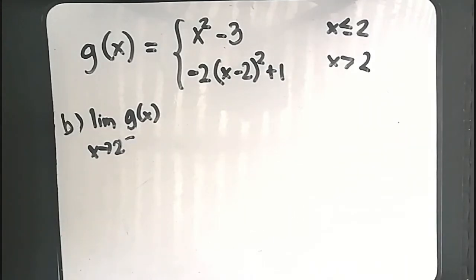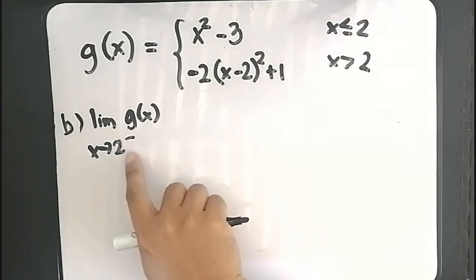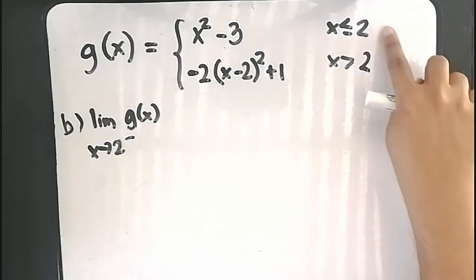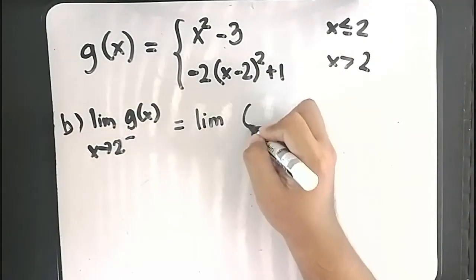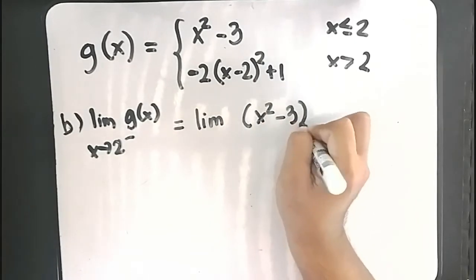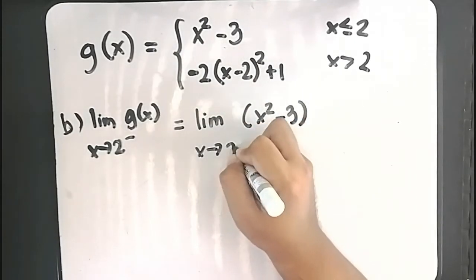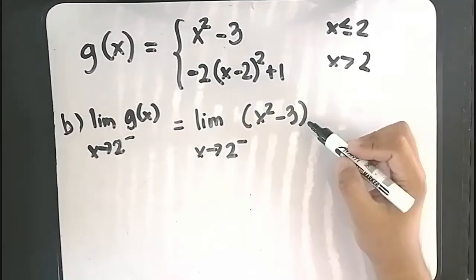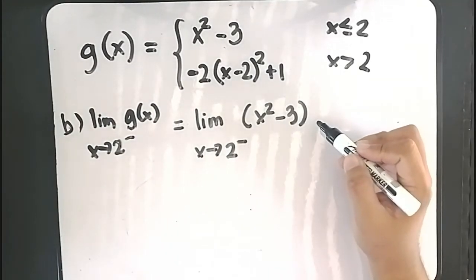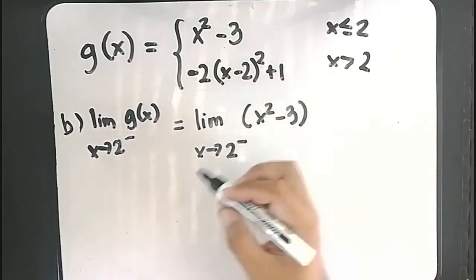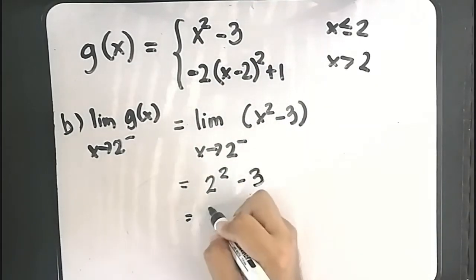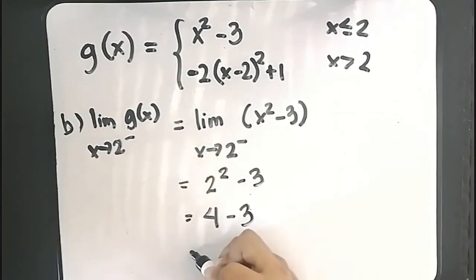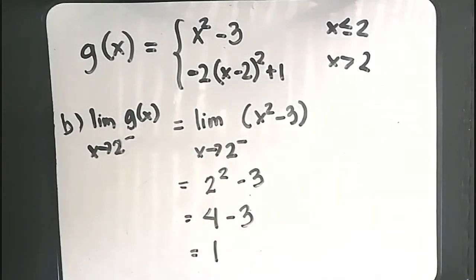For letter B, we will consider the value of the function whenever x is less than 2. Kasi hinahanap natin yung 2 from the left. So we will use this. So we have the limit of x squared minus 3 as x approaches 2 from the left. Since this is a polynomial function, pwede na nating ipasok na lang yung value ng 2. So we have 2 squared minus 3, or that is 4 minus 3 equal to 1.